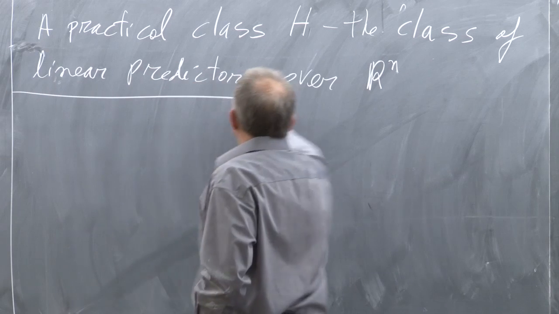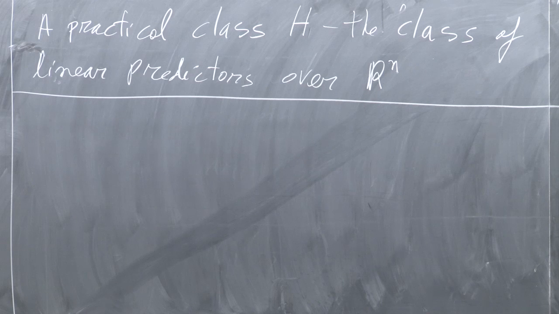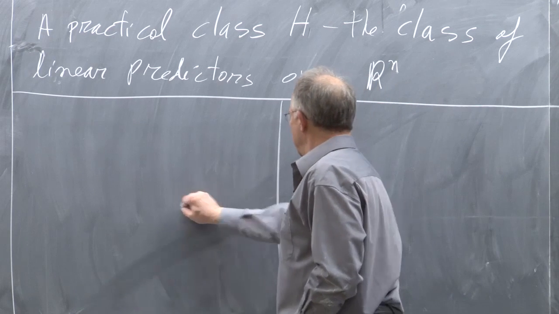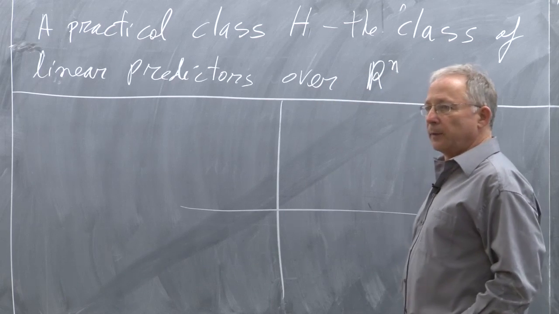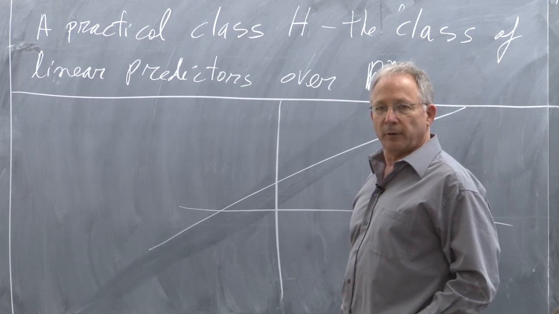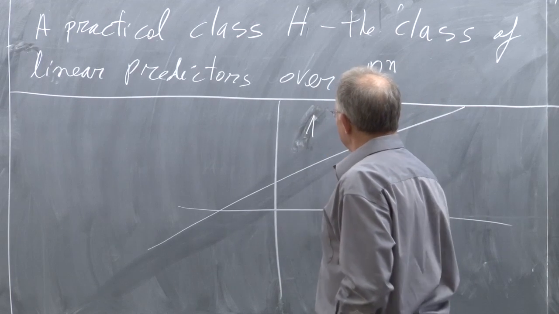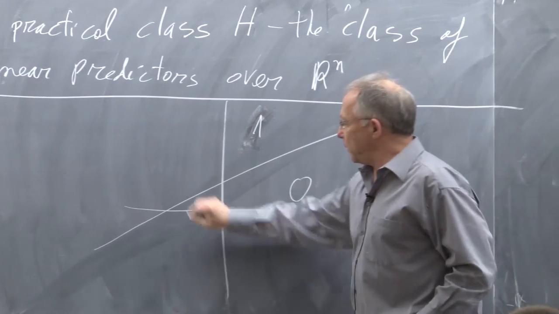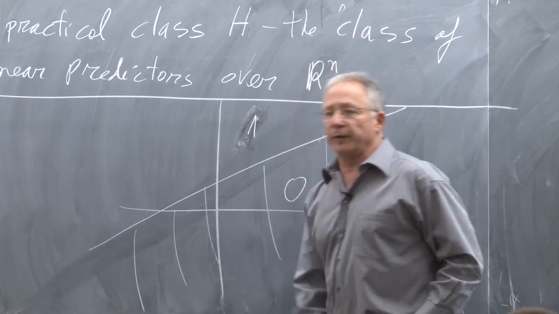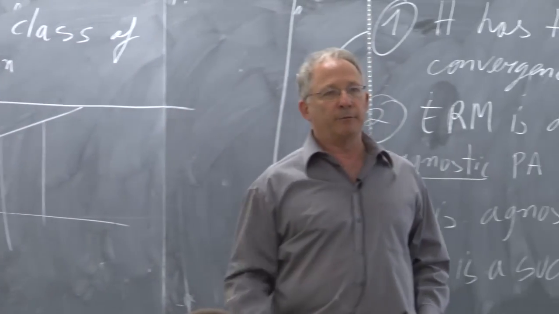And this is the class that I want to talk about now. So what are linear predictors over Rn? In a picture, if we are over R2, it means that I want to take some line as a predictor and predict plus here and minus here. So sometimes it's also called the class of linear half spaces, because you take your space and you cut it into half.